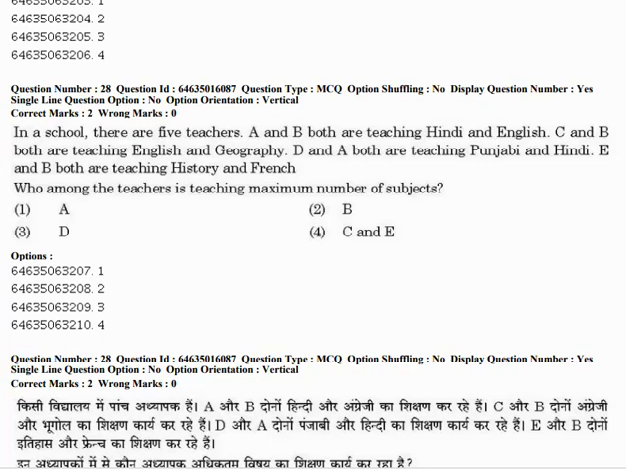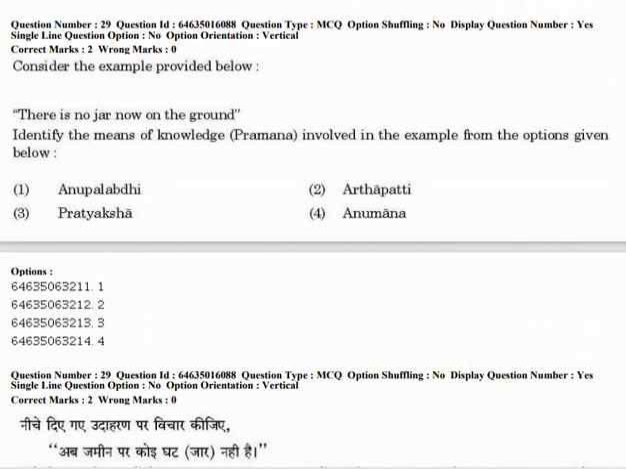28. In a school, there are 5 teachers A, B, C, D, and E. A and B are teaching Hindi and English. C and B both are teaching English and Geography. And D and A are teaching Punjabi and Hindi. E and B both are teaching History and French. Who among the teachers is teaching the maximum number of subjects? It is B. B हिंदी और इंग्लिश भी पढ़ा रहा है, B यहाँ पे इंग्लिश और ज्योग्राफी भी पढ़ा रहा है और B हिस्ट्री और फ्रेंच भी पढ़ा रहा है. That is B.